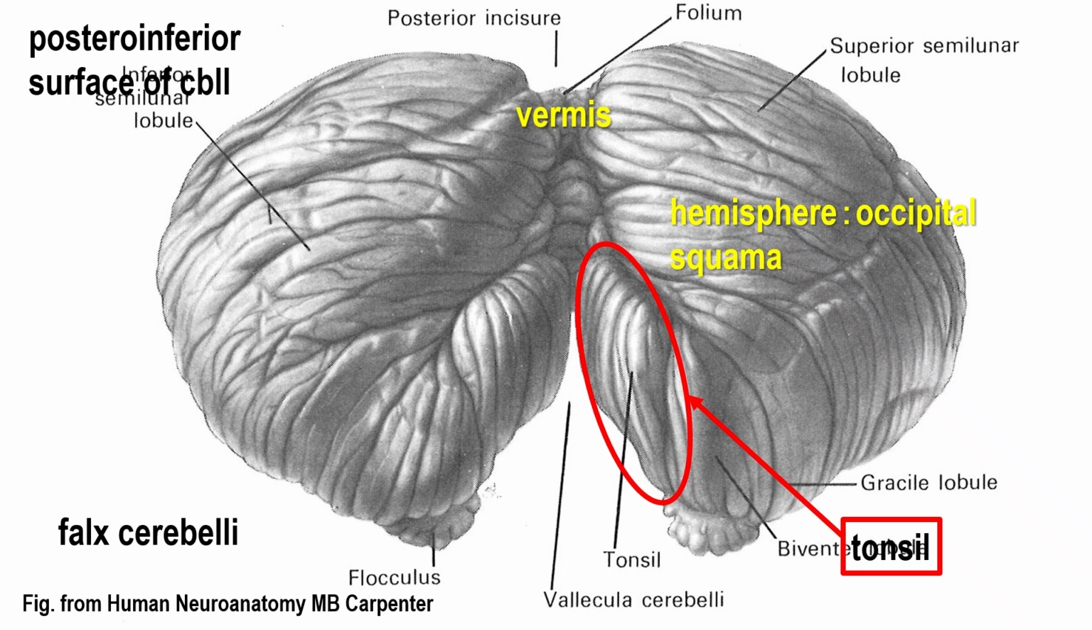Posteriorly, the cerebellar hemispheres are separated by a deep valley, that is, the vallecula cerebelli, which contains the dura mater of the falx cerebelli. The inferior surface of the developed cerebellar hemispheres faces the occipital squama, a part of the occipital bone.